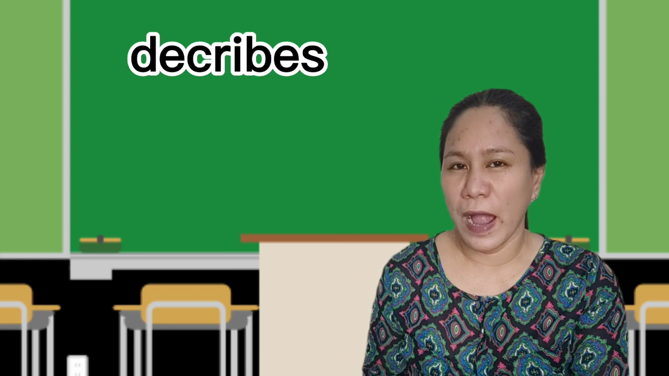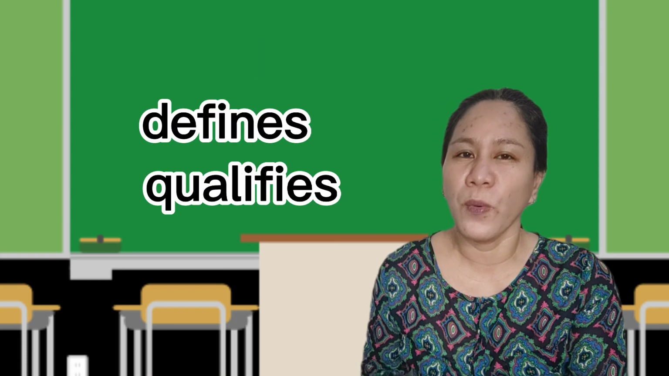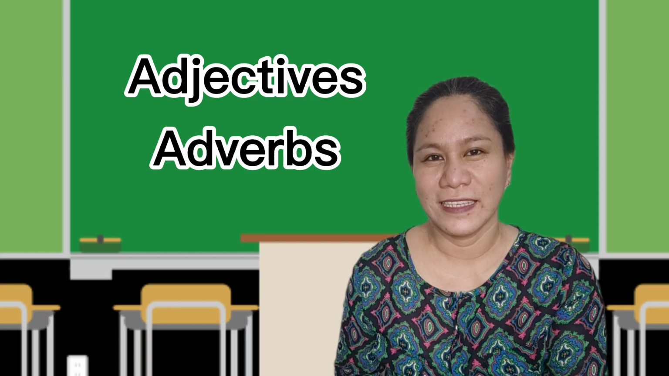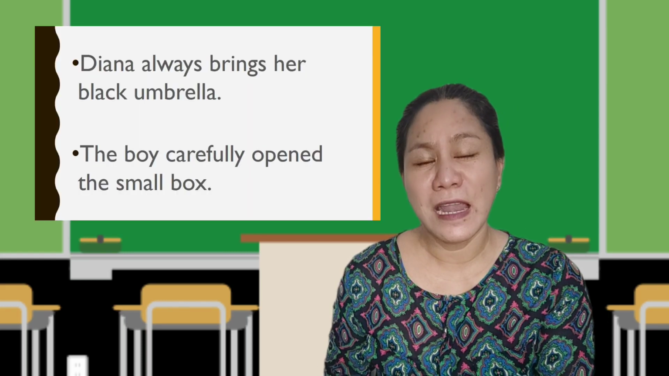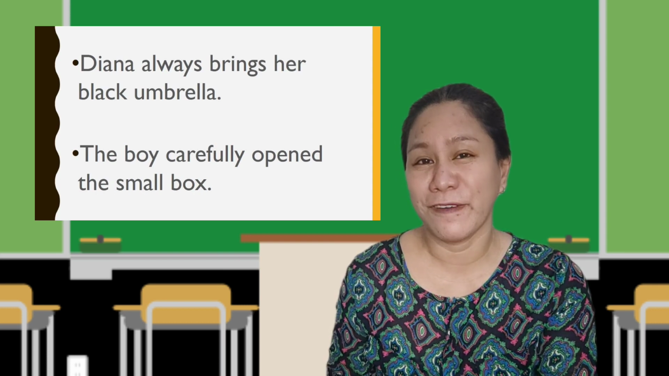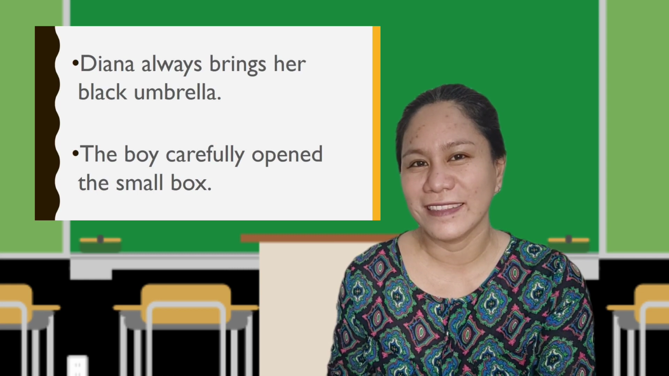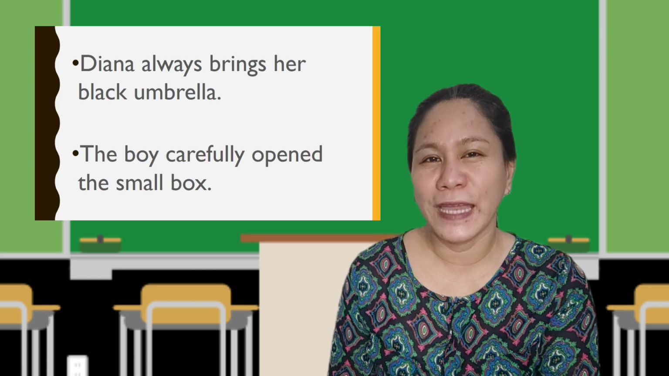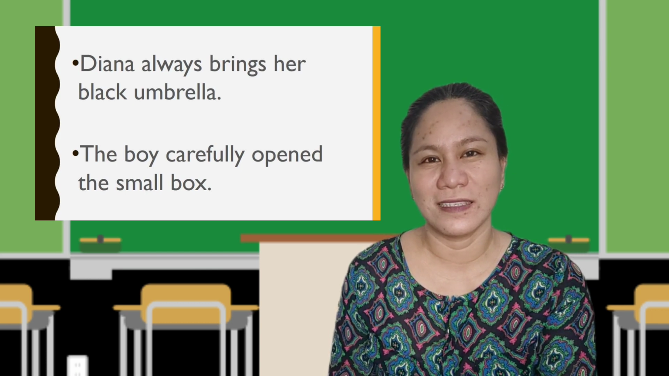First, let's review. What is a modifier? A modifier is a word or group of words, it may be a phrase or a clause, that describes, defines, or qualifies a certain word in a sentence. Examples of these modifiers are adjectives and adverbs. In this sentence, Diana always brings her black umbrella. Black is a modifier of the word umbrella. It is an adjective.